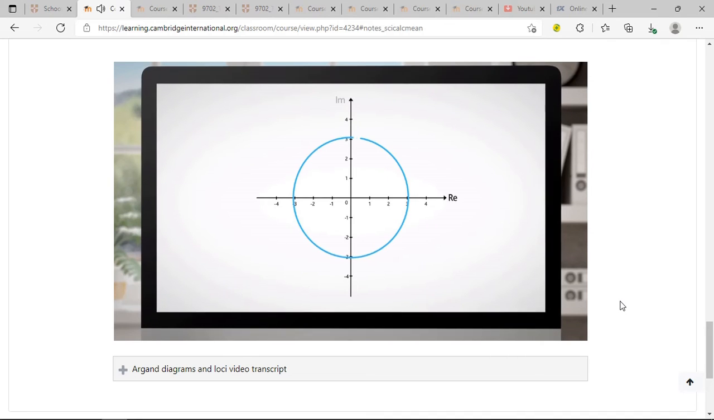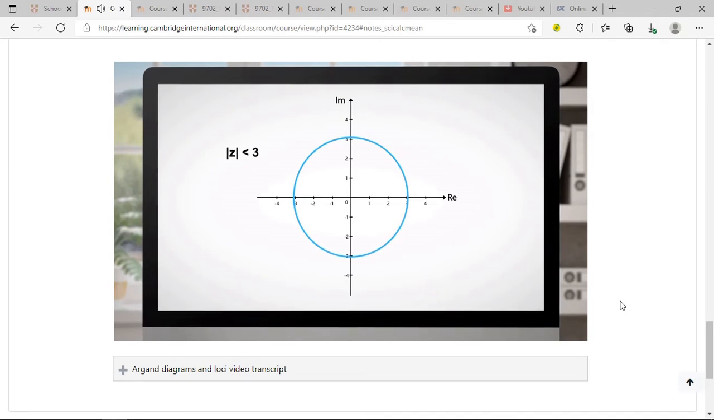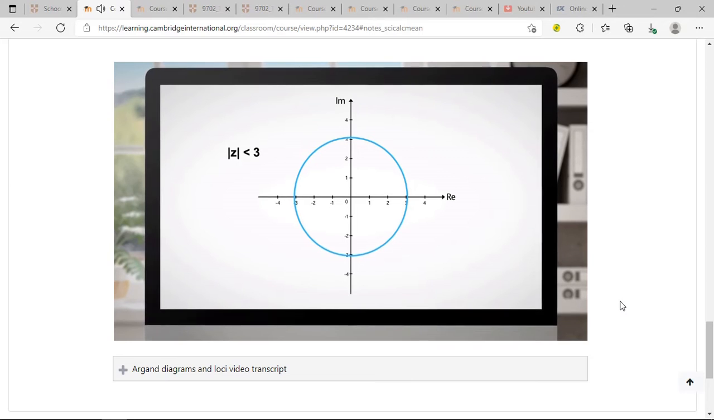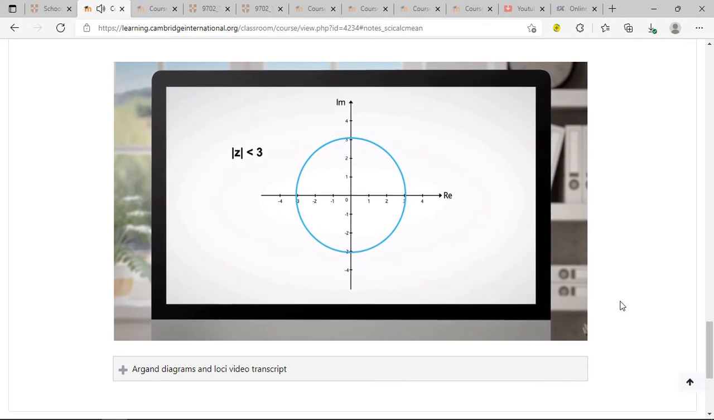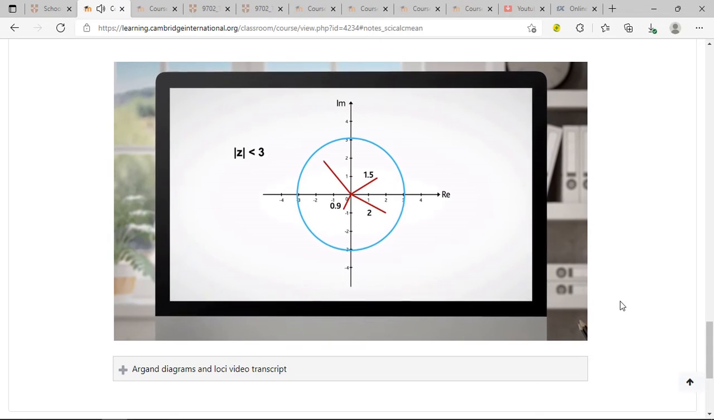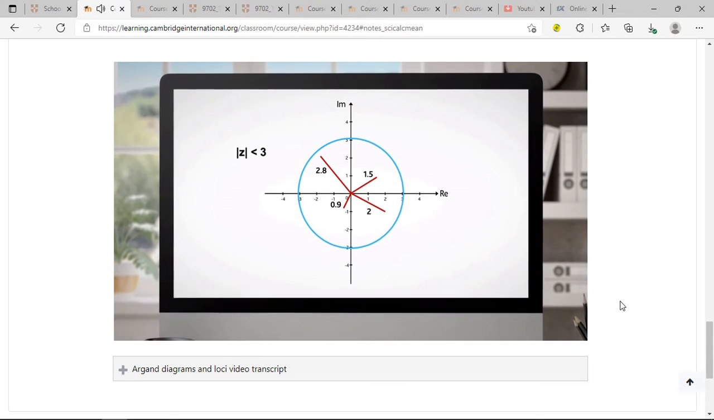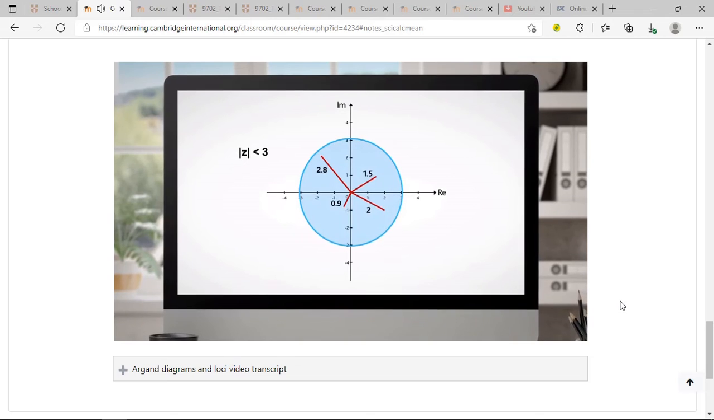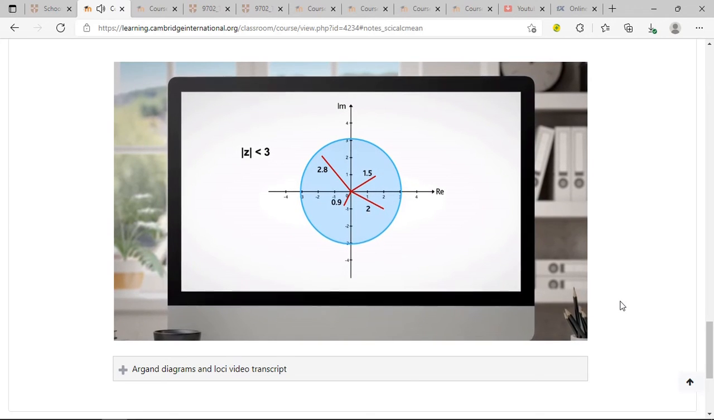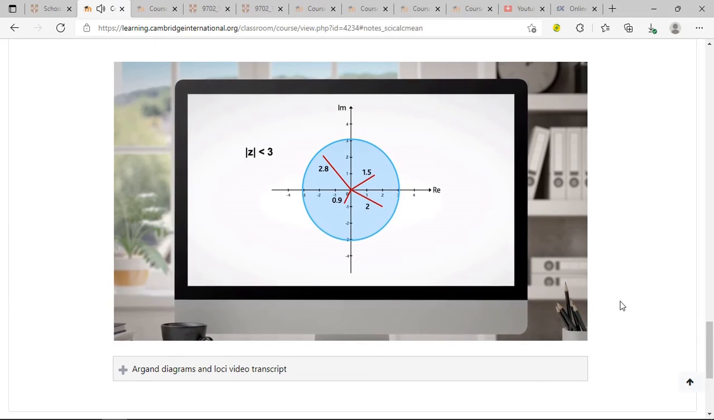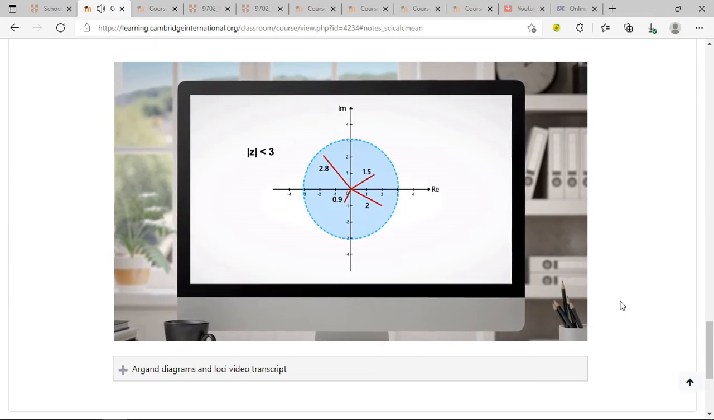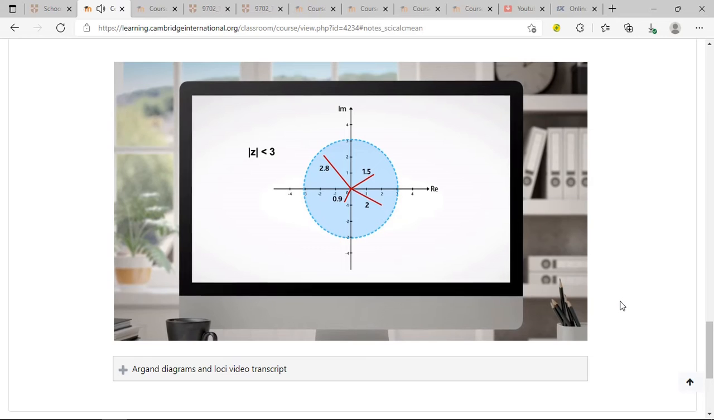Suppose you want to show the region where the modulus of z is less than 3 rather than exactly 3. What difference would that make to the diagram? You can imagine z in any position where its distance from the origin is less than 3. So in this case, the locus of points is the shaded area inside the circle. Because the modulus of z cannot be equal to 3, you are not including the circle itself. You show it as a dotted line.